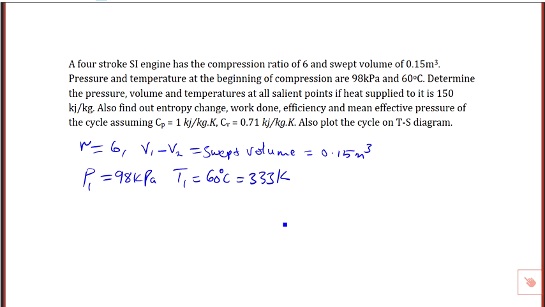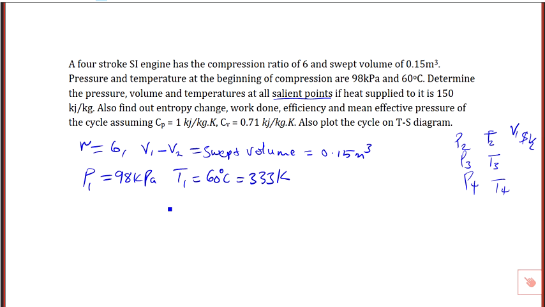Now the question asks, determine the pressure, volume, and temperatures at all salient points. All salient points means that since we have P1, we are going to get P2, P3, and P4. If we have T1, we are going to get T2, T3, and T4. And in terms of volume, we are going to get V1 and V2.